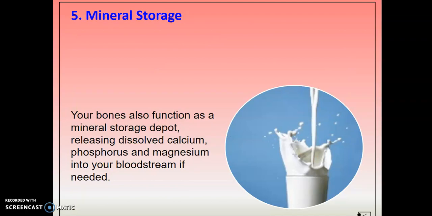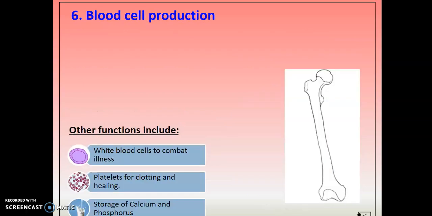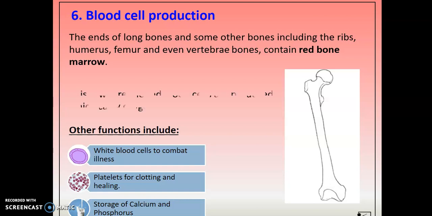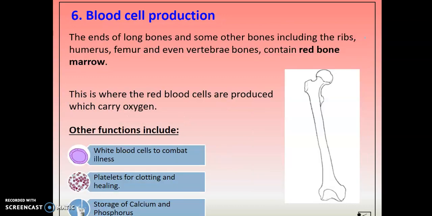Mineral storage. And obviously the bones store it and then allow it to be released into your bloodstream when your body needs it. Keeps them nice and strong and dense. Another word for dense is thick, remember. And then blood cell production. In the longer bones is where red blood cell production takes place, so especially in that femur, that big long giant bone in your thigh. And then that's joints, which we're not actually looking at today. So that sums everything up in a nutshell.